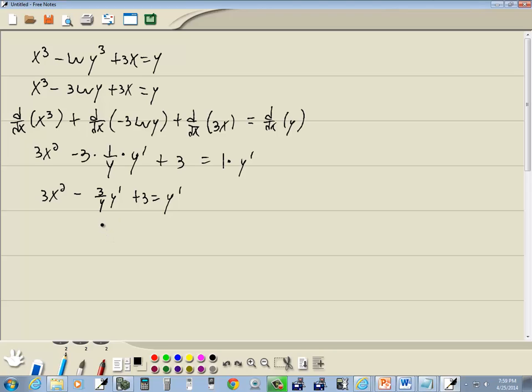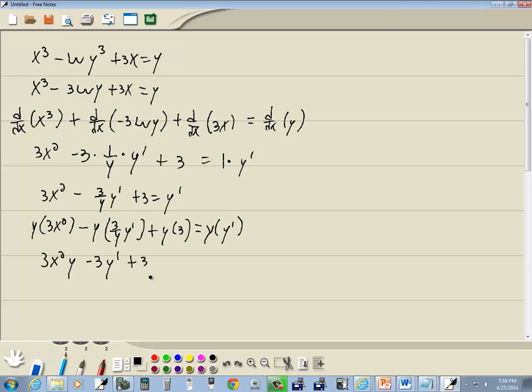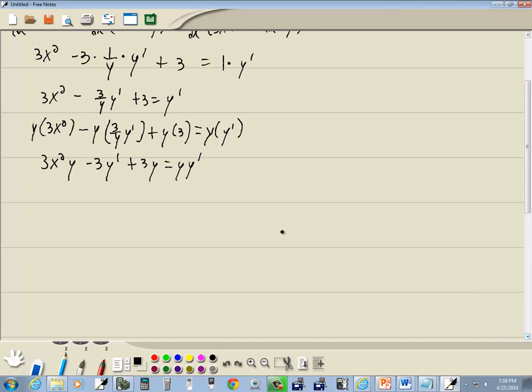Now, we want to get y prime by itself. Our first step is to get rid of parentheses, which we don't have any. Second step is to get rid of fractions. We're going to multiply everything by the LCM of all our denominators. We only have one denominator, the y, so we're going to multiply everything by y. We'll take y times 3x squared minus y times 3 over y times y prime plus y times 3 equals y times y prime. So that gives us 3x squared y. Here the y's cancel, so we've got minus 3y prime plus 3y is equal to y prime. Let me double check that for a minute. 3x squared y minus 3y prime plus 3y equals y prime.